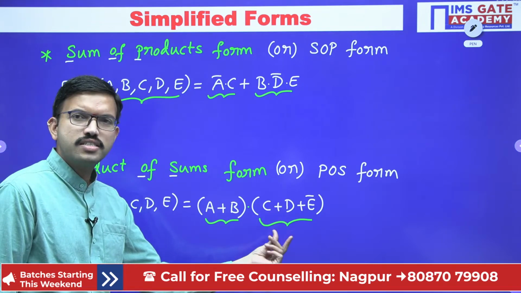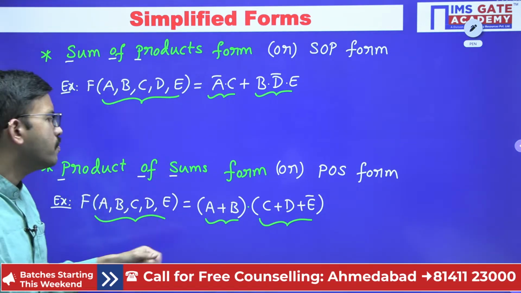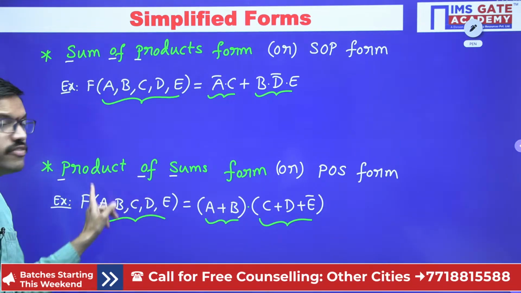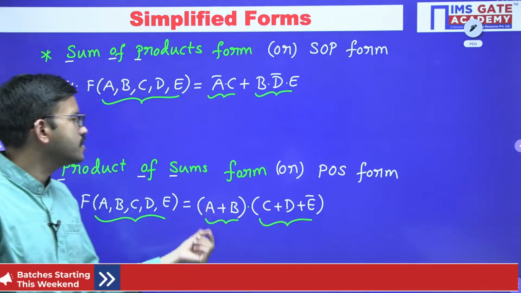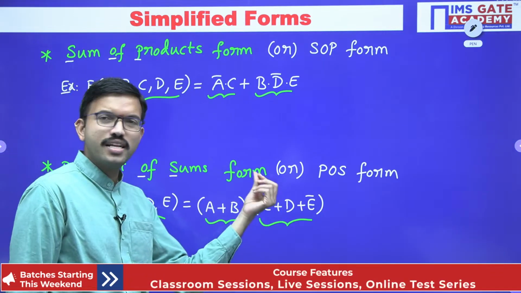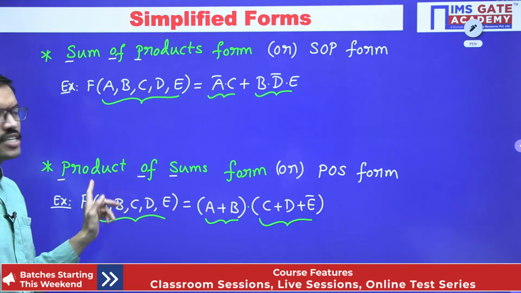But the number of variables is 5. If the number of literals is less than the total number of given variables, then we simply call that logical OR term a sum term. So here one sum term is there, and here another sum term is there. These two we are multiplying. That's why we call it the product of sums form.